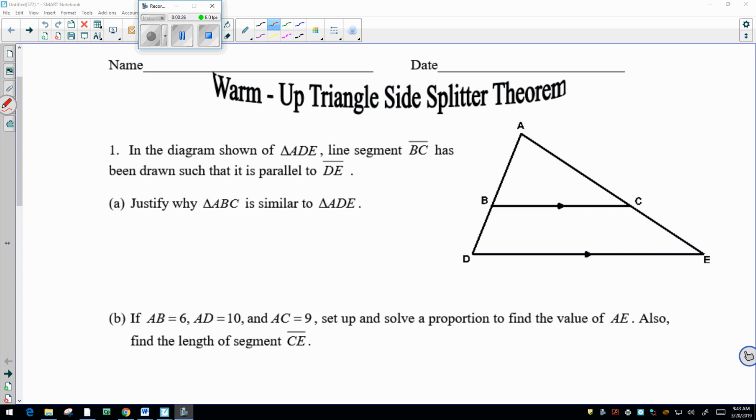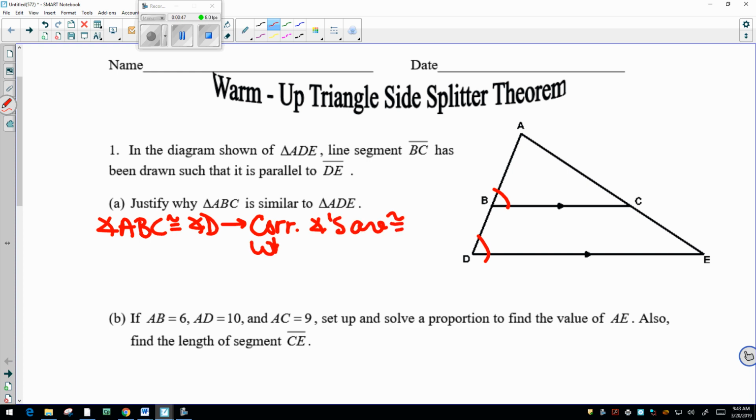Angle ABC? Angle D, good. So I could say angle ABC is congruent to angle D, and what's our reason? They are what type of angles? Corresponding, good. So these are corresponding angles, and we know that they are congruent when the lines are parallel. Okay, what else?